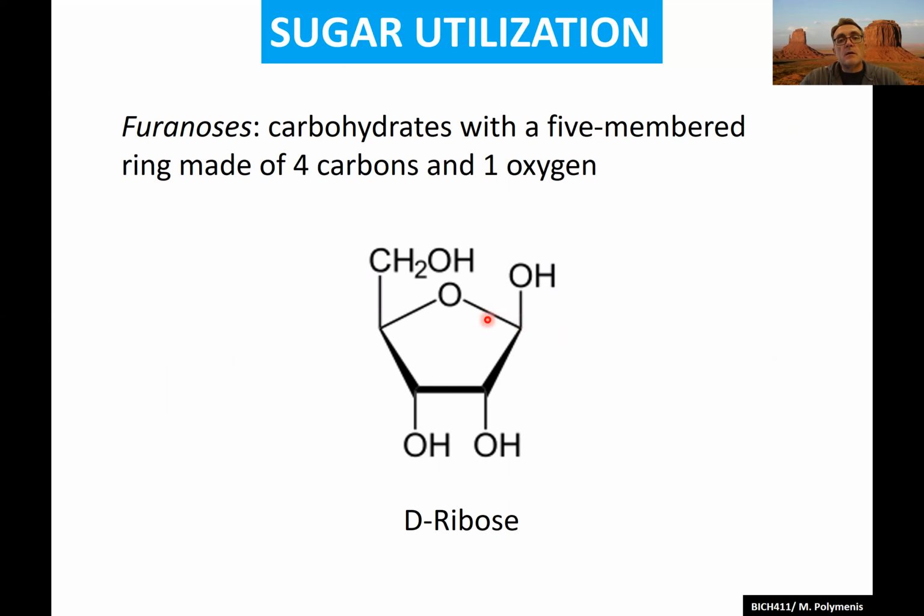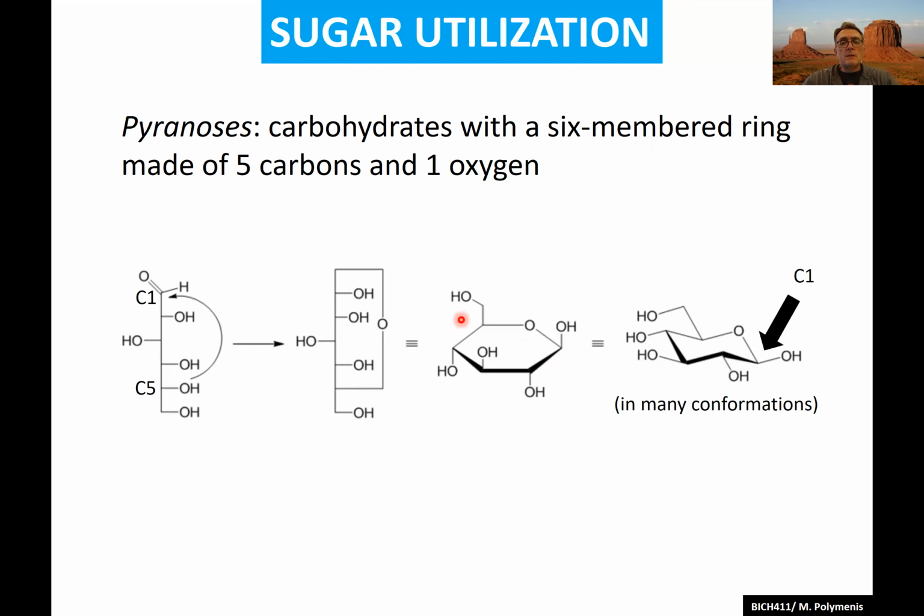And you can also have furanoses, which are carbohydrates with a 5-membered ring made of 4 carbons and 1 oxygen, like ribose, which we've already seen, for example. So these are the closed conformations of the sugars we're going to see. And we're going to pay particular attention to the carbonyl carbon C1, which in the closed configuration is the epimeric carbon, one of the two.